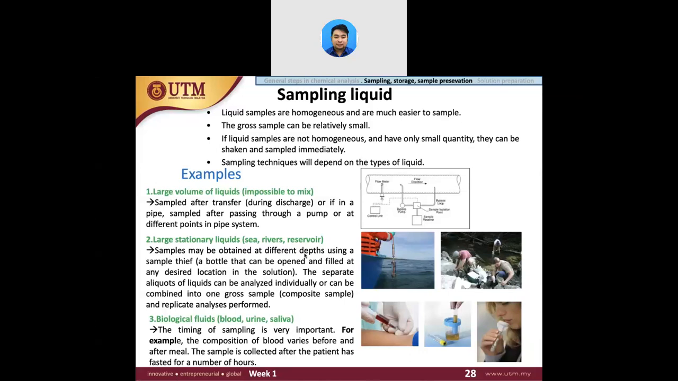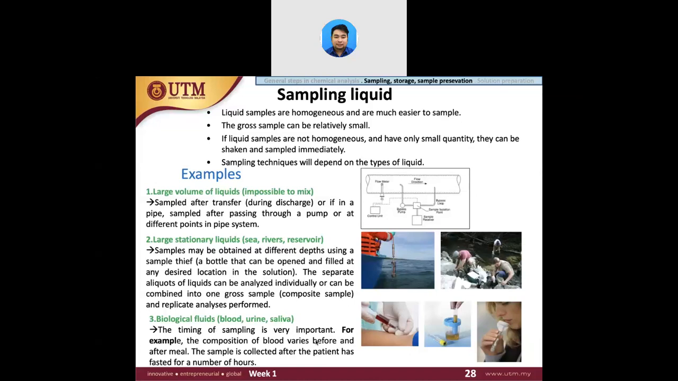It depends on the compound of interest. Sometimes your compound of interest is at the bottom, so you need to be able to get to the bottom of the lake or seas or rivers. Some analyte is at the surface. So all of this will be analyzed individually. And lastly is biological samples. Biological samples will be taken, for example, using a syringe. All biological samples need extra care compared to other samples.